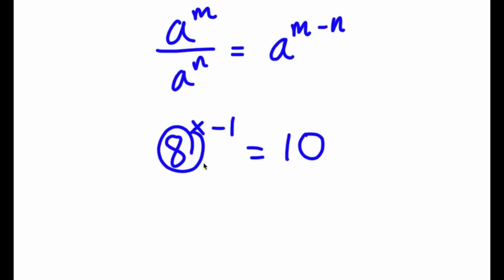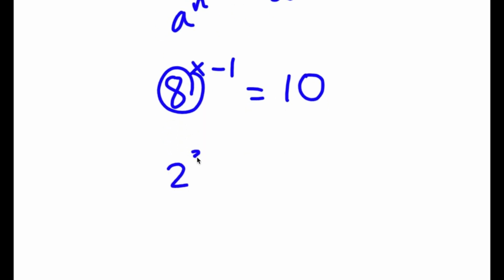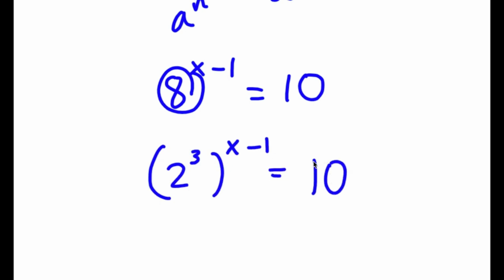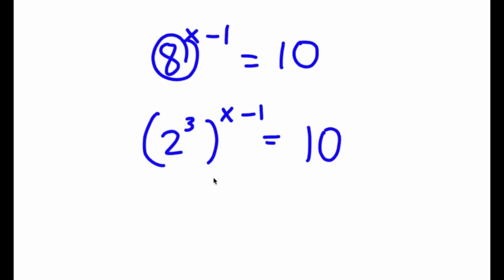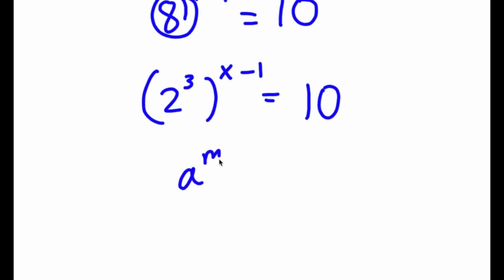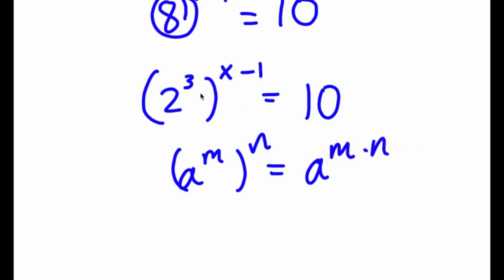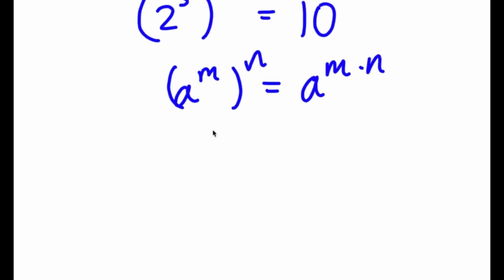Now, 8 I can rewrite as 2 to the power of 3. So now I have 2 to the power of 3 to the power of x minus 1 is equal to 10. And if I have something in the form a to the power of m to the power of n, this is equal to a to the power of m times n. So 2 to the power of 3 to the power of x minus 1, that's going to equal 2 to the power of 3 times x minus 1.